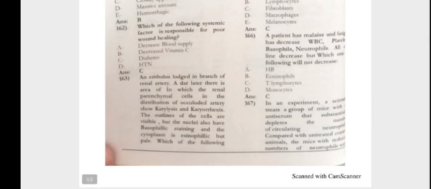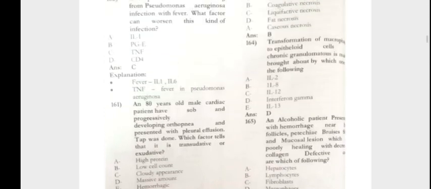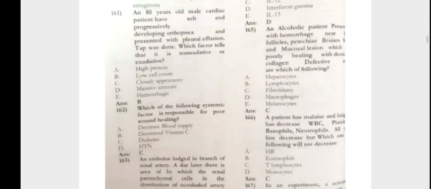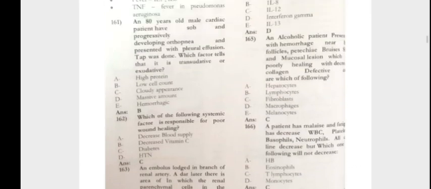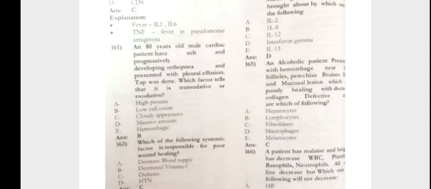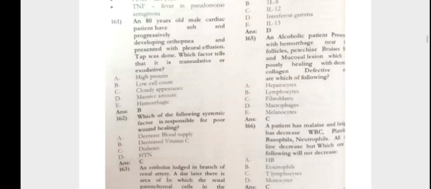Which of the following systemic factors is responsible for poor wound healing? That is diabetes. An embolus is lodged in the renal artery. This is the scenario leading towards coagulative necrosis. Next, transformation of macrophages into epithelioid cells in chronic inflammation is mainly brought about by interferon gamma. A patient presents with hemorrhage near the follicles, petechiae, bruises, and mucosal lesions with poor healing and decreased collagen. Which of the following is deficient? That is the fibroblast.